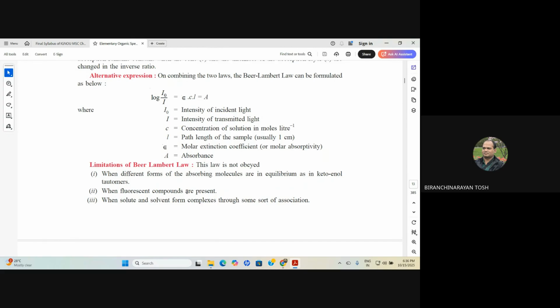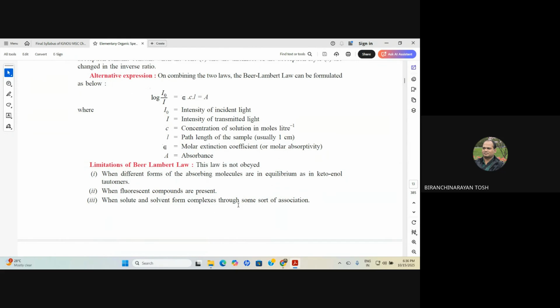And when solute and solvent form a complex through some sort of association. If you are taking water, generally water forms complex with copper. For example, you want to find out the spectra of anhydrous copper sulfate, which is white in color or colorless. But when it dissolves in water, it will form a complex, forming penta aqua copper sulfate, which is blue in color. Then absorbance will change.